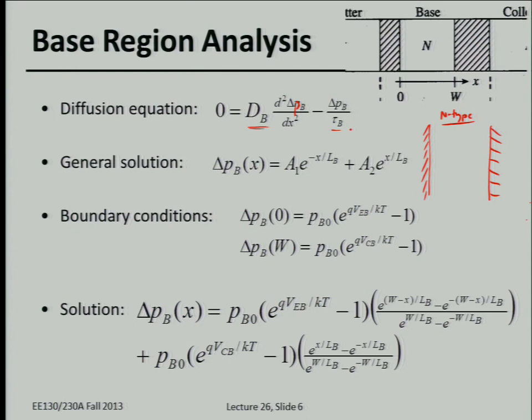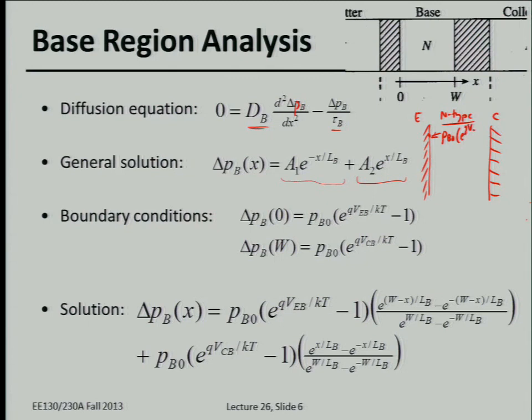The general solution is still the same, right? It's just some e to the minus x something and e to the positive x something. There's two possible solutions. Each of them can satisfy that differential equation. Now the boundary conditions, two boundary conditions. So what is the excess carrier concentration at the emitter depletion region edge? It's not zero, right? The equilibrium concentration level enhanced by some exponential factor.